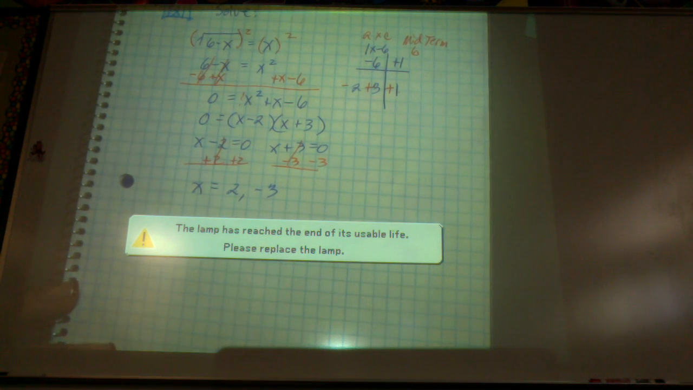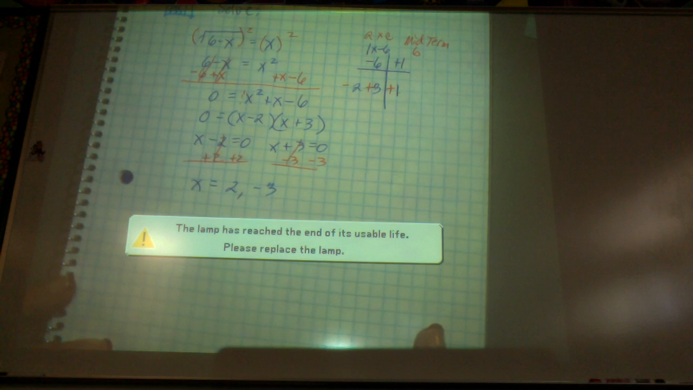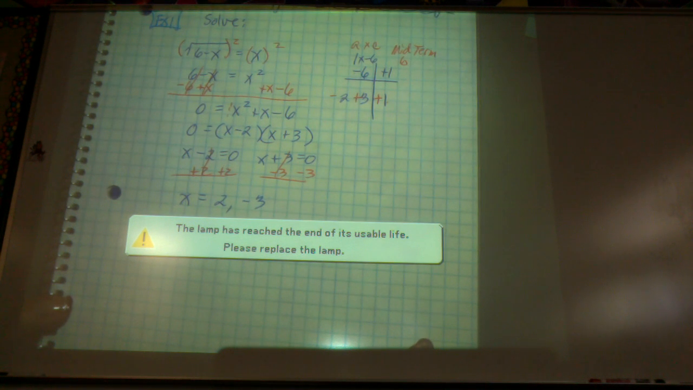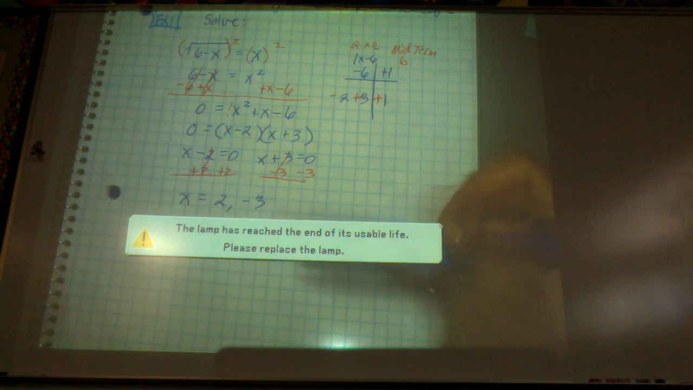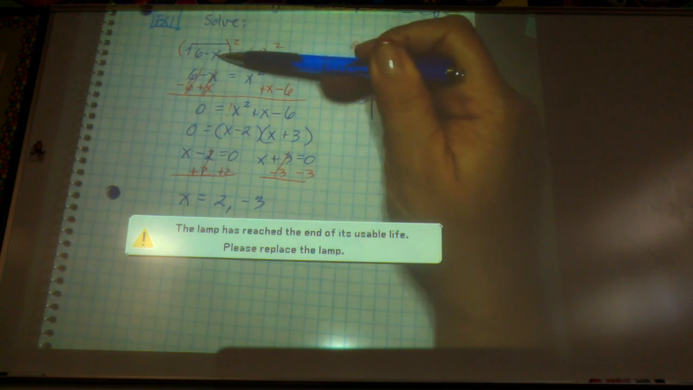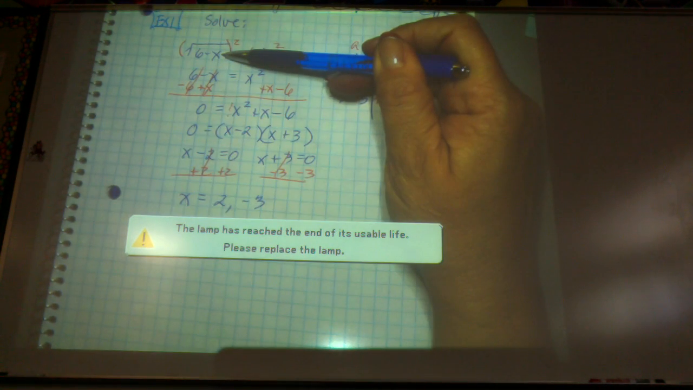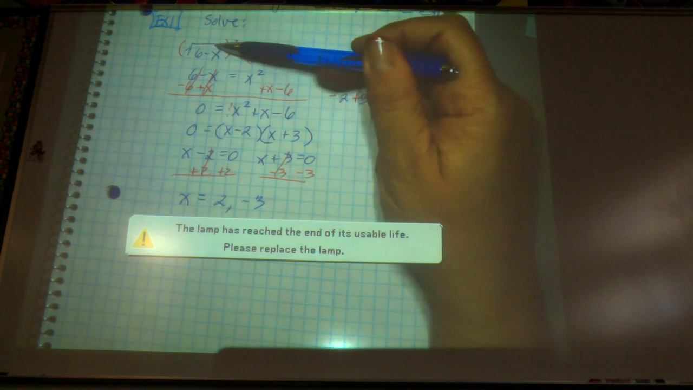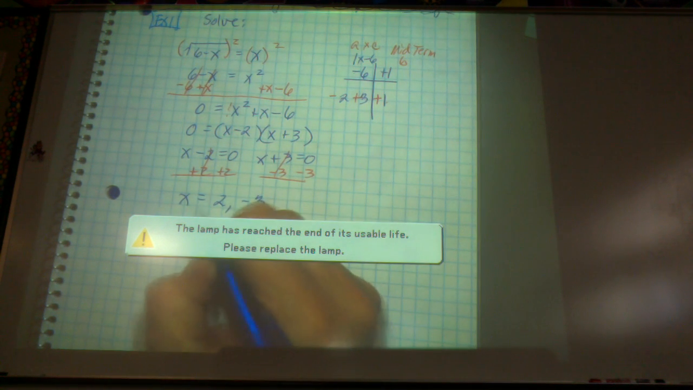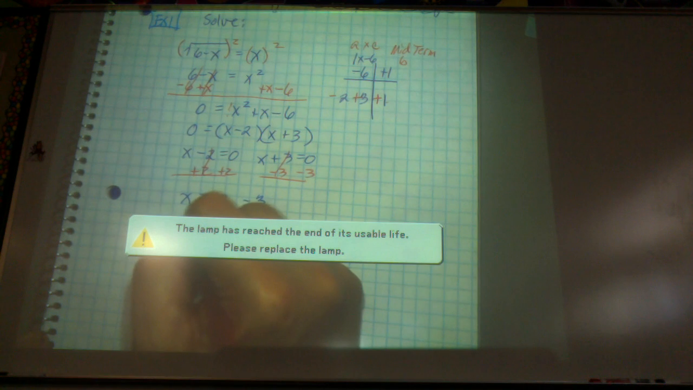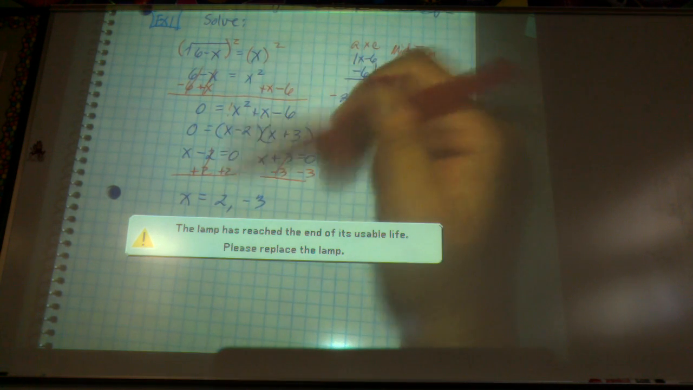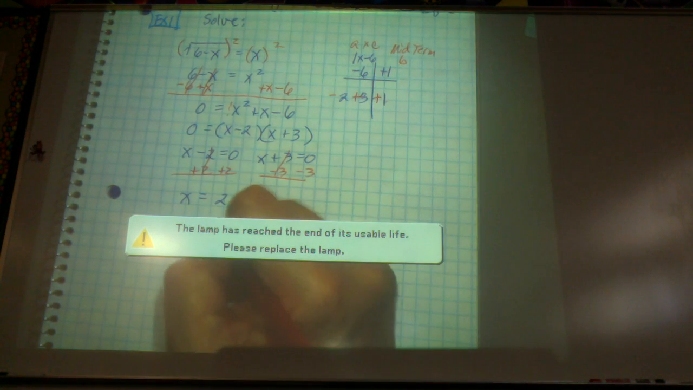All right, so then I have to check my answers. So I'm going to go back, and I'm going to do this mentally. Now, if on your homework it says to check, then you have to show it on paper. But mentally, I'm going to go back. I'm going to put 2 in here. What's 6 minus 2? 4. What's the square root of 4? So I get a 2 on the left, equals, and then put a 2 in here. Does 2 equal 2?